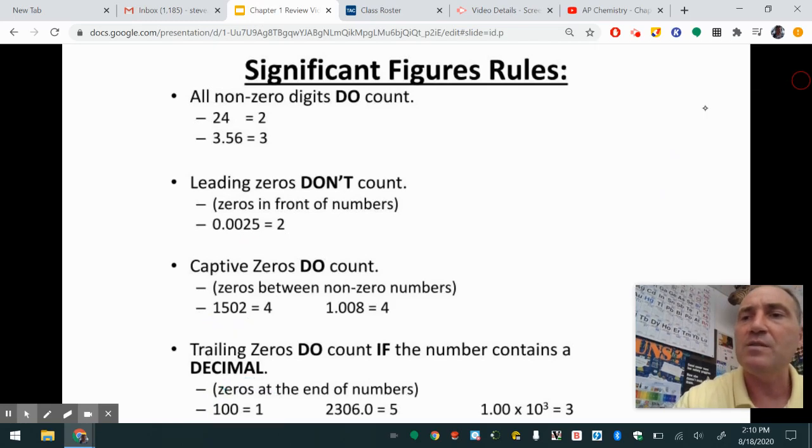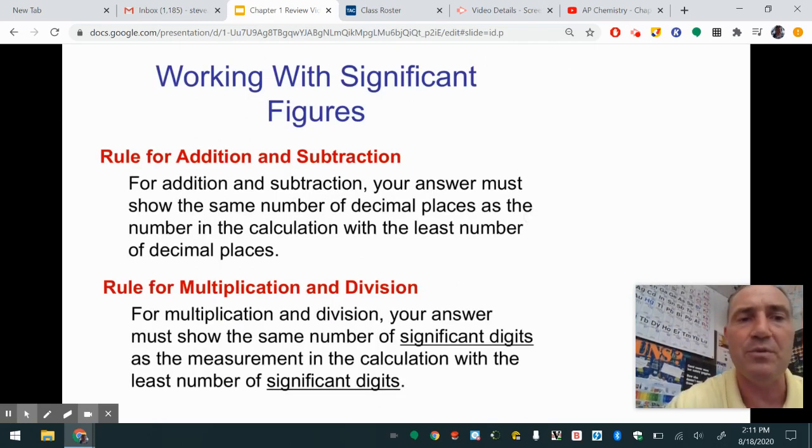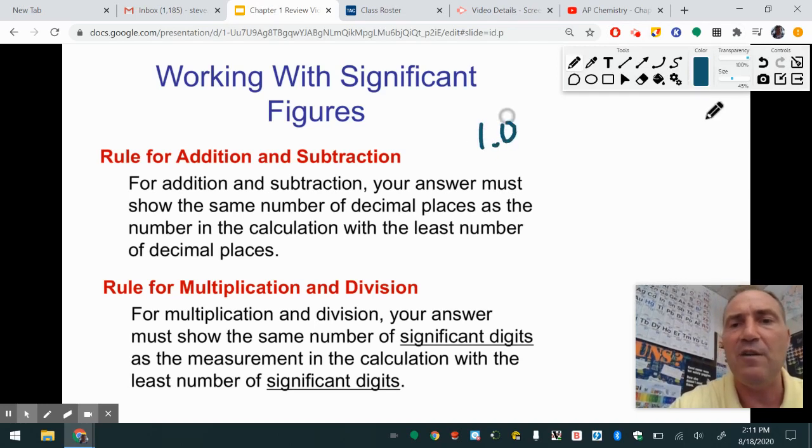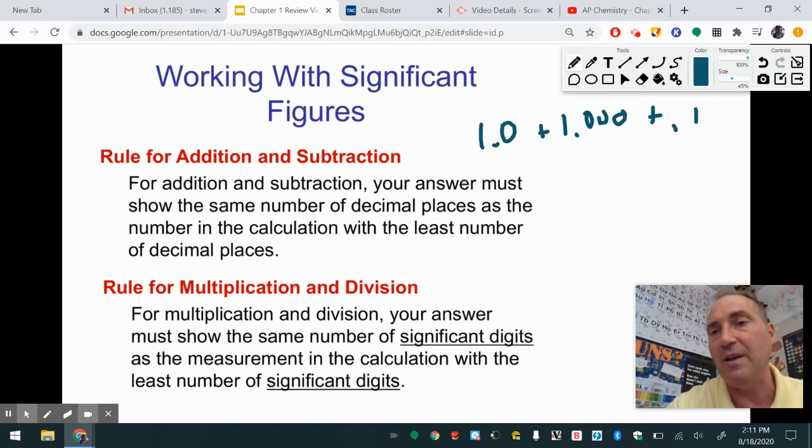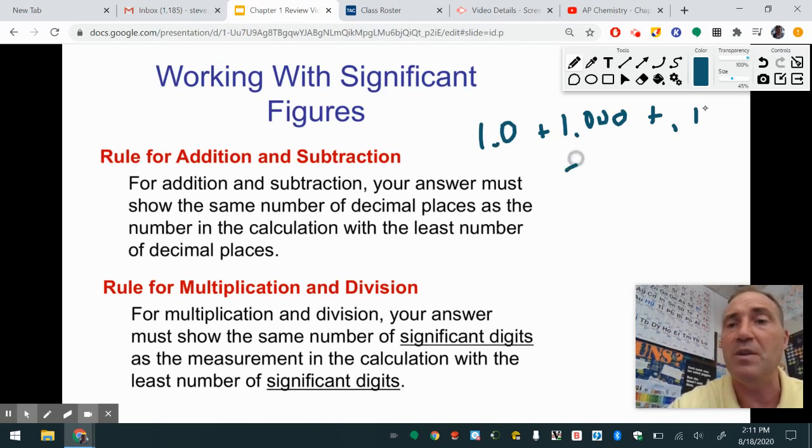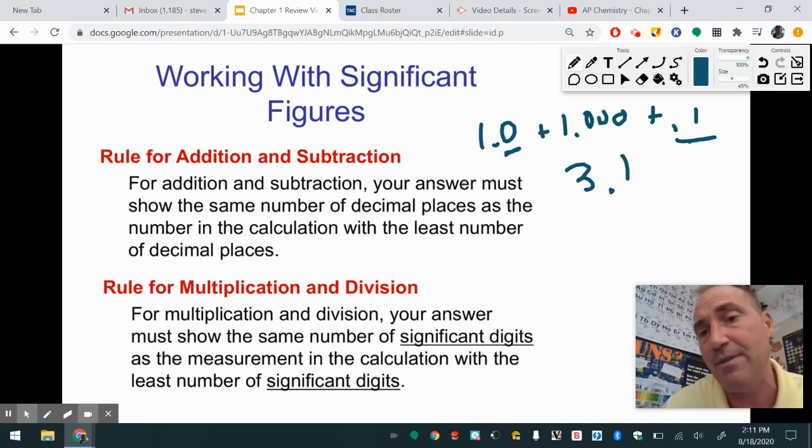Okay, so that being said, let's get on to the rules with adding and subtracting. When you add and subtract, you are limited to the least number of decimal places. So for example, if I add 1.0 plus 1.000 plus 0.1, we'll just do it that way. Then I have to go with my least number of decimal places. So this would be 3.1, because the least amount of decimal places goes to the tenths.